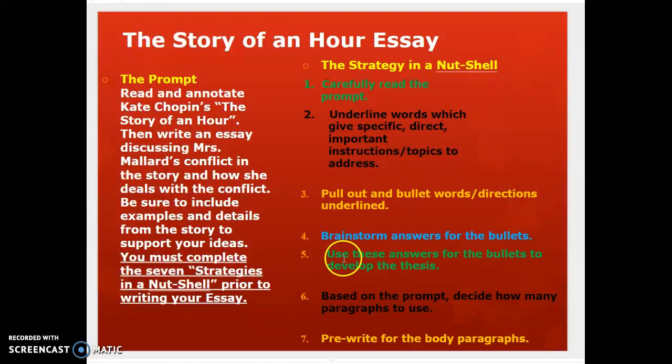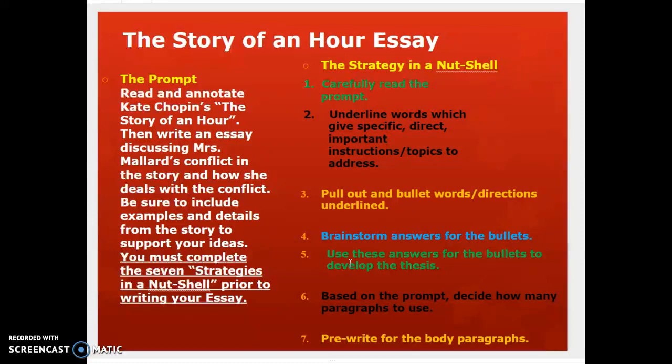Fifth, you're going to use those answers that you come up with from your bullet point list to help you brainstorm your thesis. Keep in mind that your thesis is 1, sometimes 2 sentences that essentially tell your readers what the entire essay will be about.